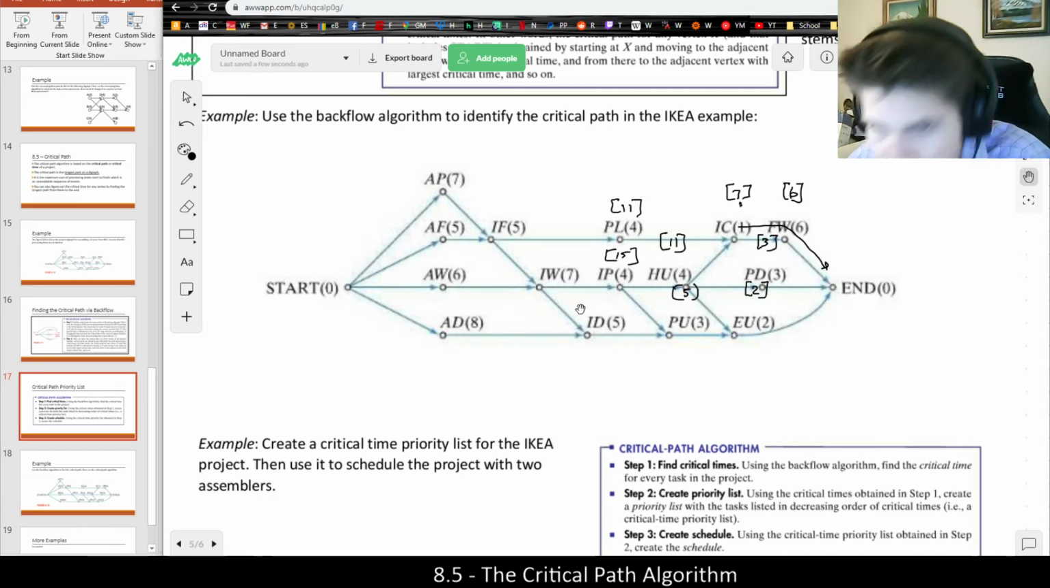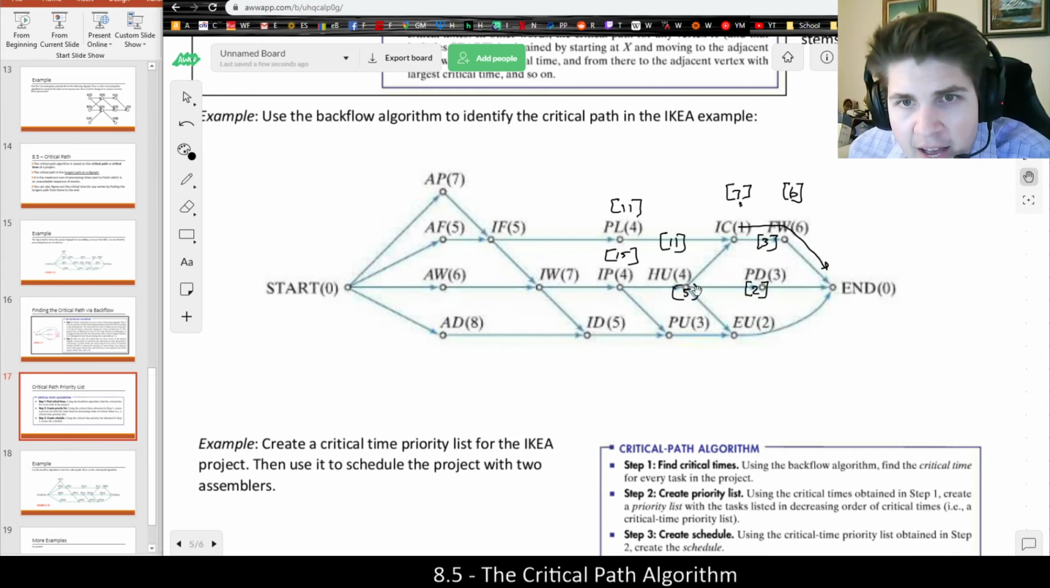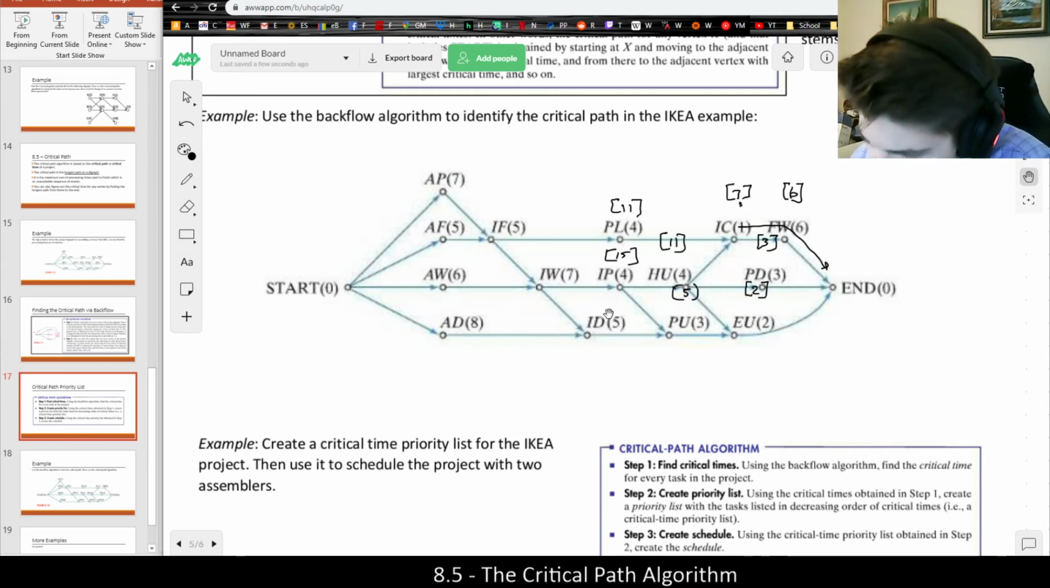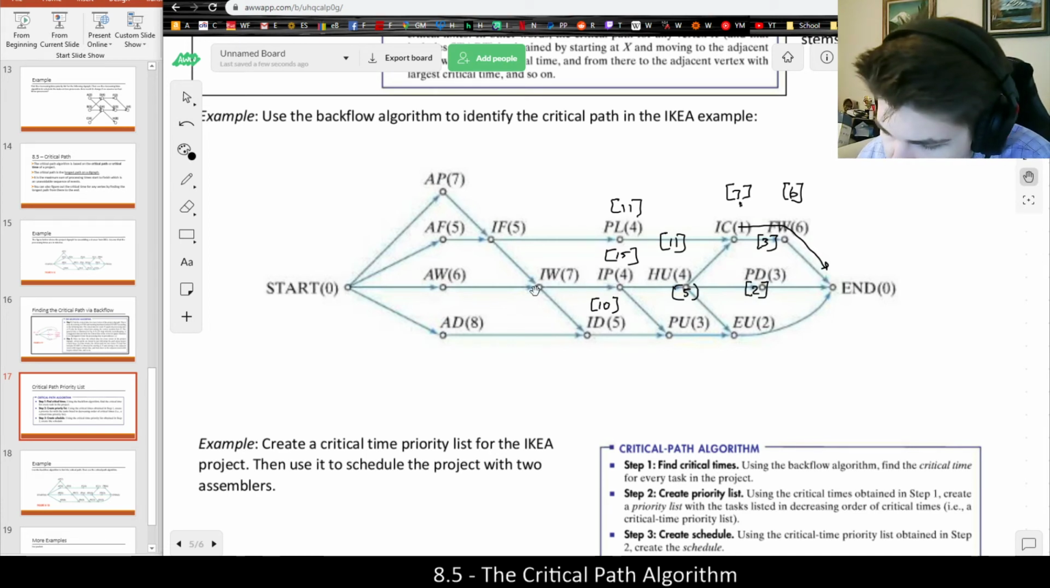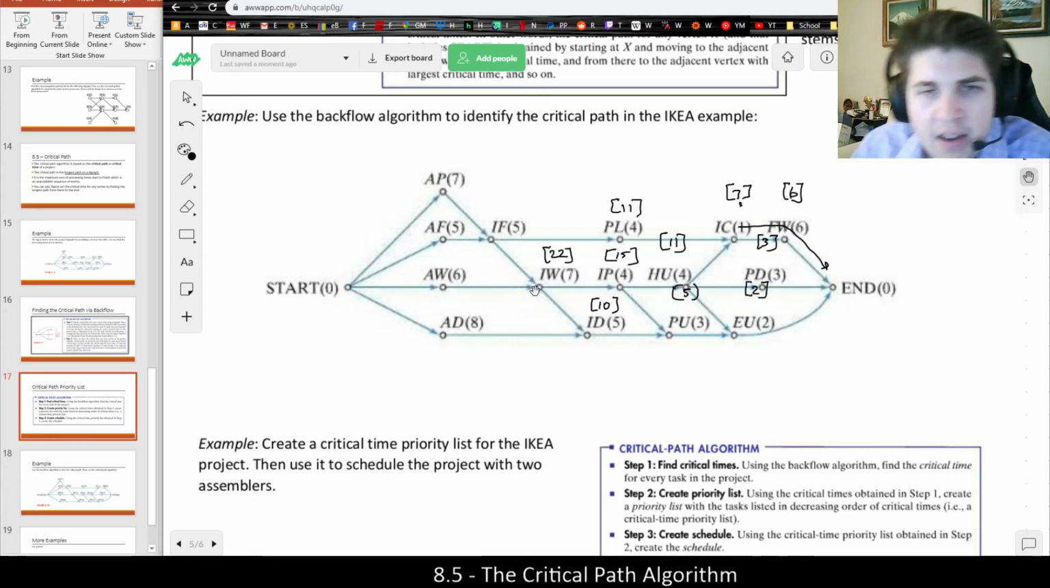But ID, since PU's critical time is 5, 5 plus 5 is 10. I only have one choice, so that's easy. With IW, I have 2 choices. IP is 15, ID is 10. Choose larger. 15 plus 7 is 12. Sorry, 22, of course. Then IF, 22 is larger than 11, so 22 plus 5 is 27.